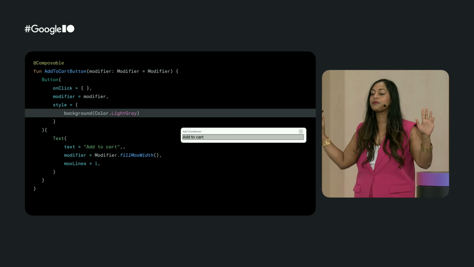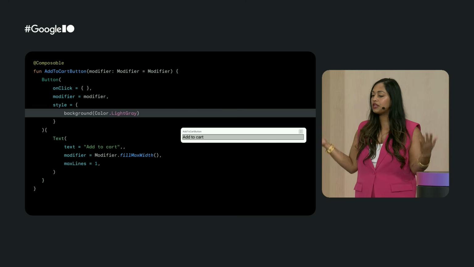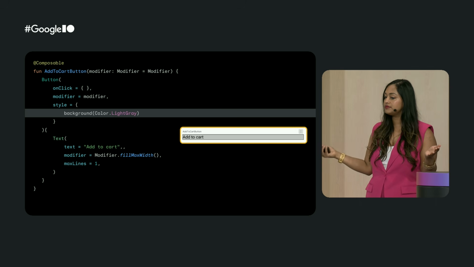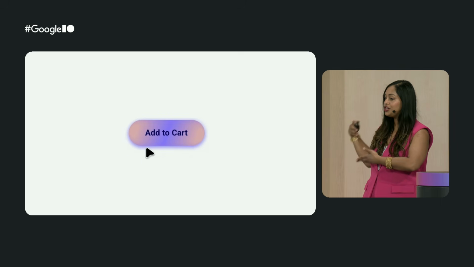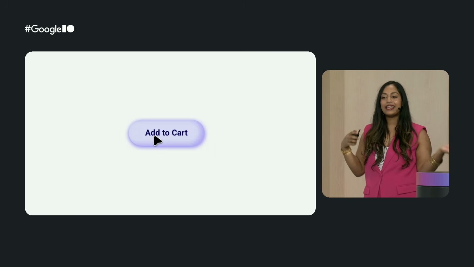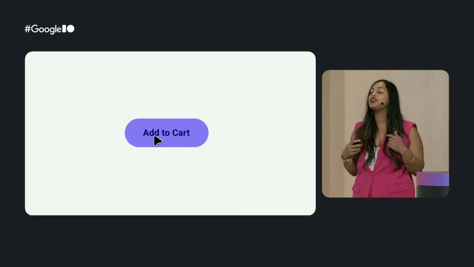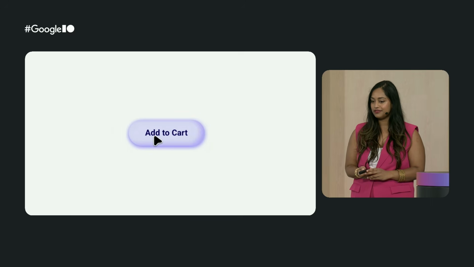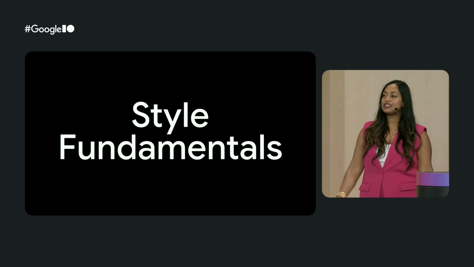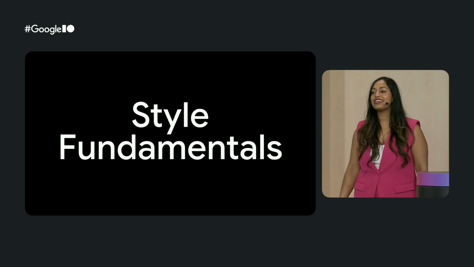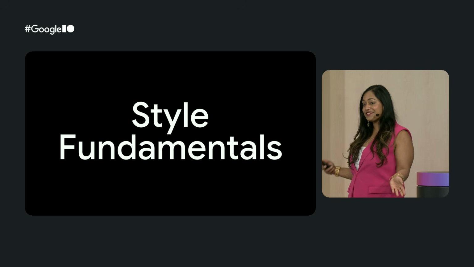Of course, yes, we're barely scratching the surface here, and we're going to be going over how to go from what we see here to this button with a gradient, animations, and state-based styling using the Style API in this talk. But before we can get into all of that fun, we have to get into the fundamentals of style.